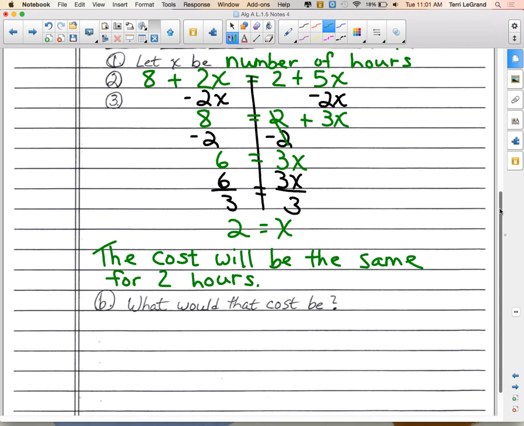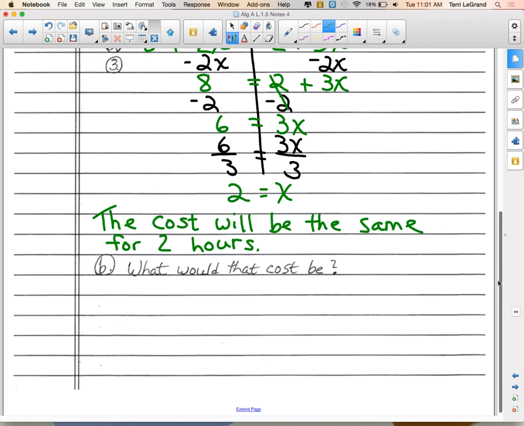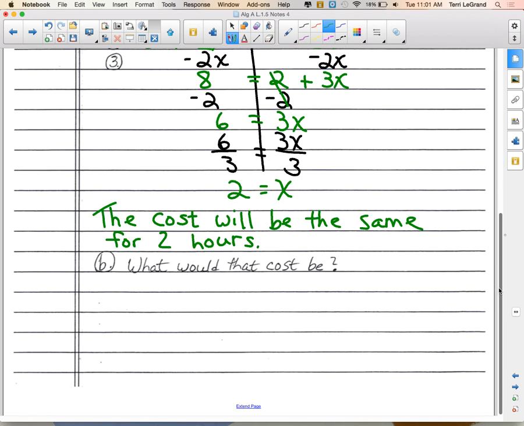Now I just want to explore something. Well, let's do part B and then we'll explore what Adam said here. So what would that cost be? Remember, it's the same. What do you think? Do you think we have to put it back into our equation, put 2 in for x into the whole equation, or could we just use one part or the other? Does it matter which part we use? Why not? Because they're going to be the same, right?